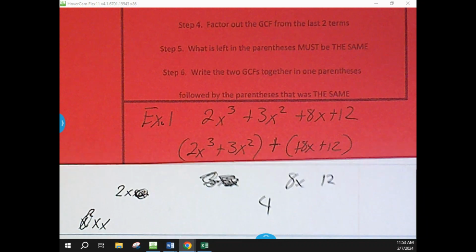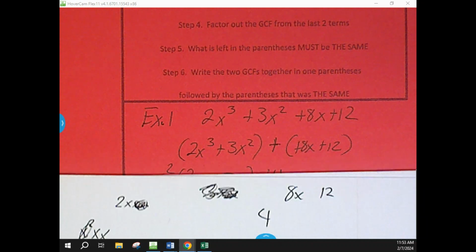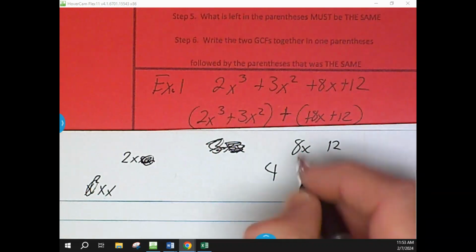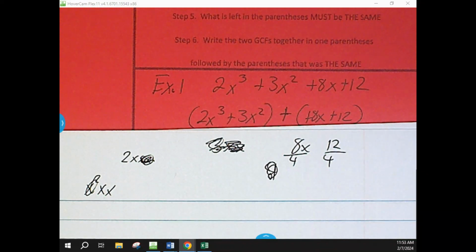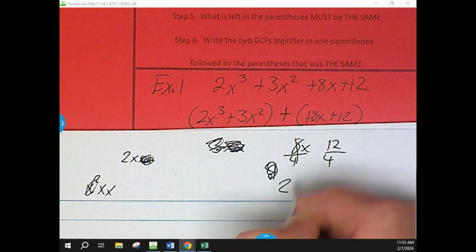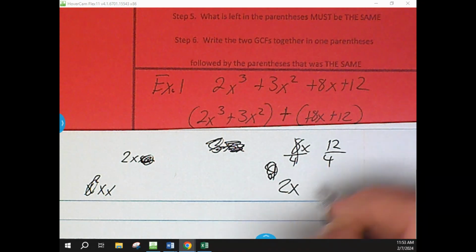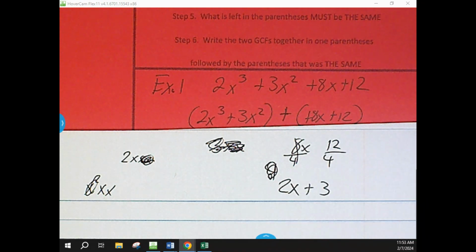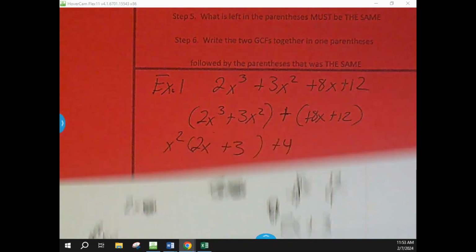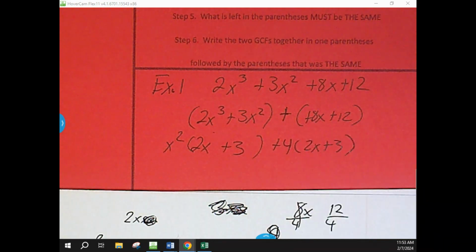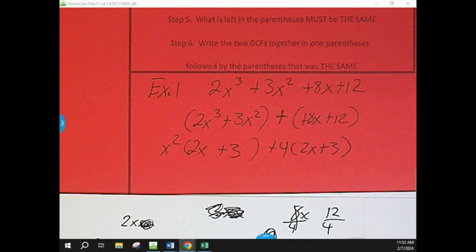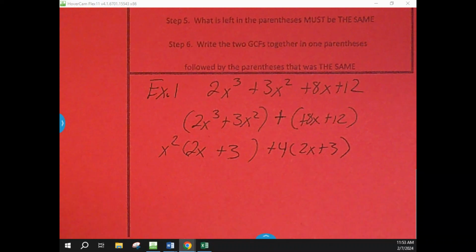All right, and then what we're going to do to figure out what's left over on the inside, when we take out the greatest common factor, is we're just going to take both of these numbers and divide them both by 4. So 8x divided by 4 is 2x, and 12 divided by 4 is 3. So on the inside of this parentheses, we're going to have a 2x plus 3. Okay, and that gets us to step 5.